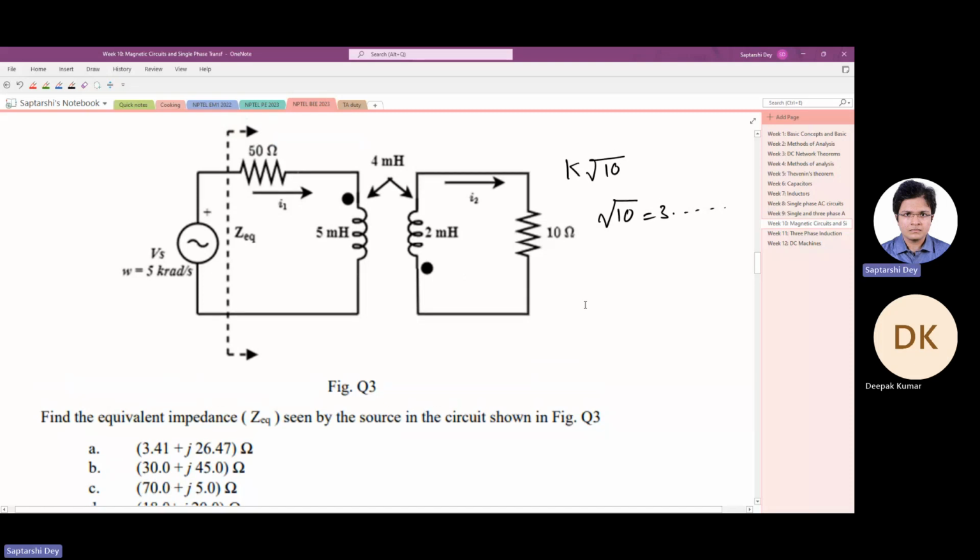So look at the question first. The voltage source is supplying a circuit, and the circuit is a magnetically coupled circuit. So there is a 50 ohm resistance first in series. Then it is supplying a 10 ohm resistor, which is electrically isolated. So definitely the 10 ohm resistance is getting supply from the voltage source VS, but through a magnetic isolation. So you can see this is a transformer. If VS is supplying a transformer, how much equivalent impedance does the voltage source see? Is the question clear?